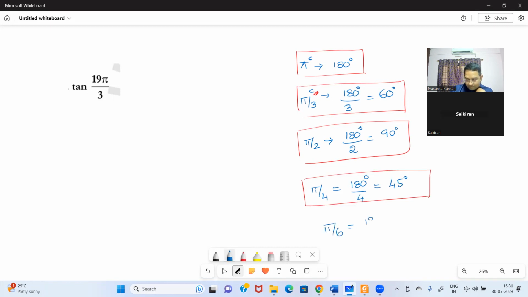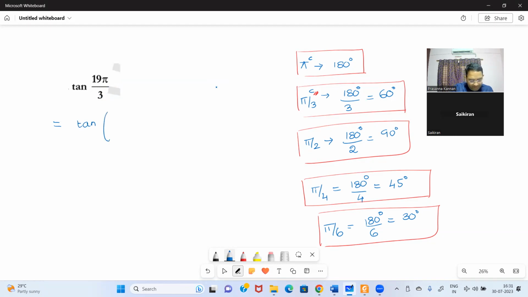When we say pi by 6, what is it? 180 by 6, which is what? 30 degrees. Clear, no? Now, see, there are two methods of how you can do it. You can convert this. For example, pi by 3, you can write it as 60 degrees. Then that will be 19 into 60 degrees, and then you can divide by 360 and do the sum. Or another method is keeping it in pi itself and doing it. I will teach you this method.